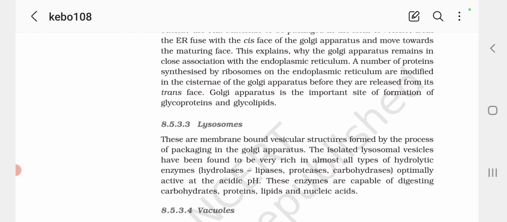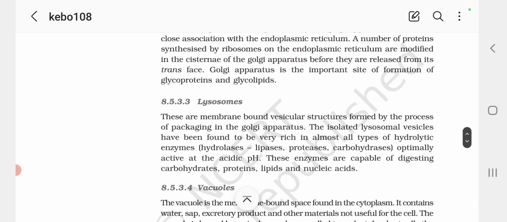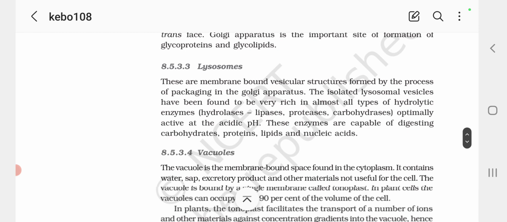A number of proteins synthesized by ribosomes on the endoplasmic reticulum are modified in the cisternae of the Golgi apparatus before they are released from its trans face. The Golgi apparatus is the most important site of formation of glycoproteins and glycolipids.